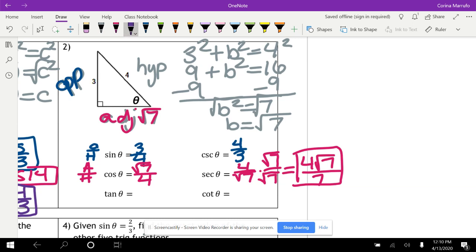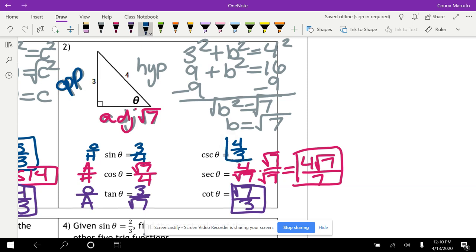And the last one, our tangent is going to be opposite over adjacent. Our opposite is going to be 3, and our adjacent side is the square root of 7. From there, we have to simplify it. But first, let me go ahead and flip it over real quick for cotangent. So the reciprocal is cotangent, which would be the square root of 7 over 3. This one we don't have to rationalize. That would just be our answer because the square root's on the top. We don't have anything to worry about.